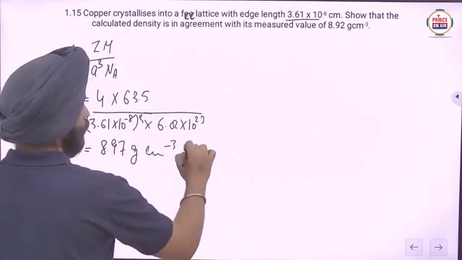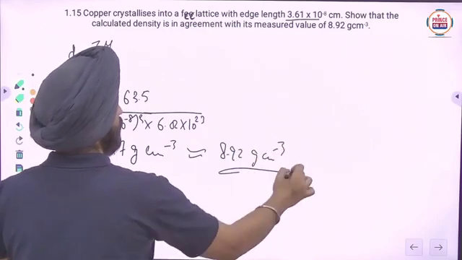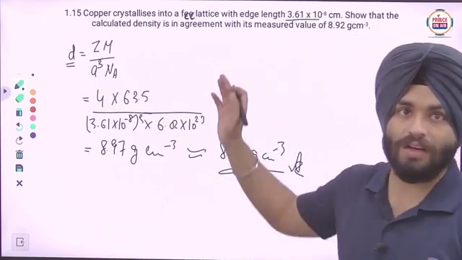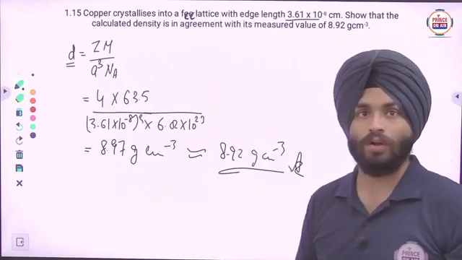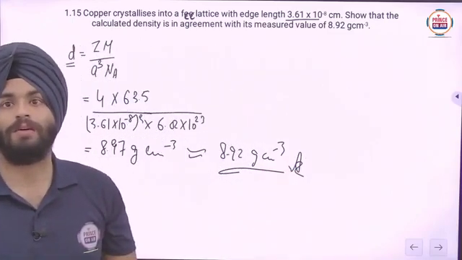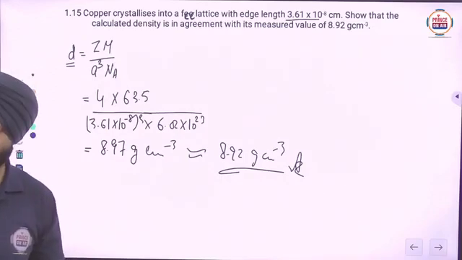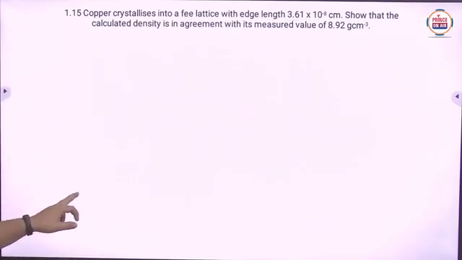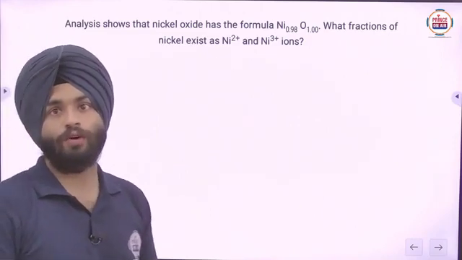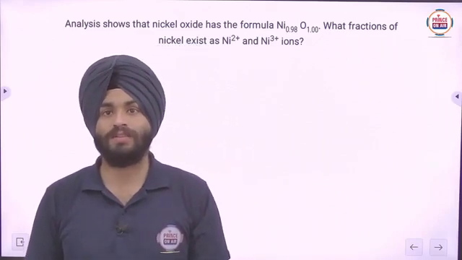Which is approximately equal to 8.92 gram per cubic centimeter. So both values resemble each other, or you can say the calculated value also agrees with the measured value, that is 8.92 gram per cubic centimeter. Okay. Next, analysis shows that nickel oxide has the formula Ni0.98 O1.00.